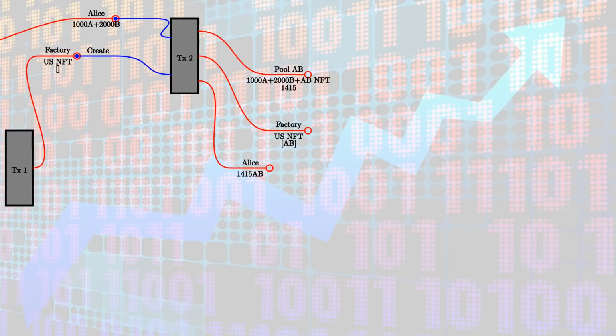And the 3 outputs will be the newly created pool. We call it pool AB here to indicate that it contains tokens A and B, which will contain the liquidity that Alice provided, the 1,000 A and the 2,000 B, and a freshly minted token that identifies this pool, an NFT. I call it AB NFT here. And the datum of the pool, the 1415, will be the amount of liquidity tokens that Alice receives in return for setting up this pool and providing the liquidity.